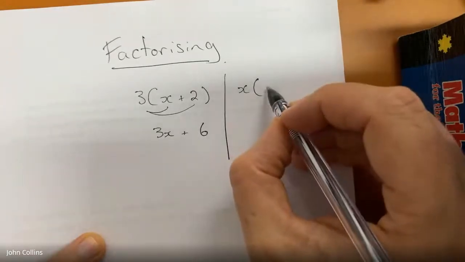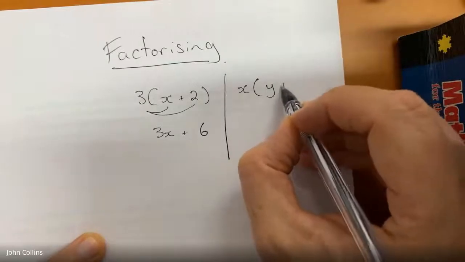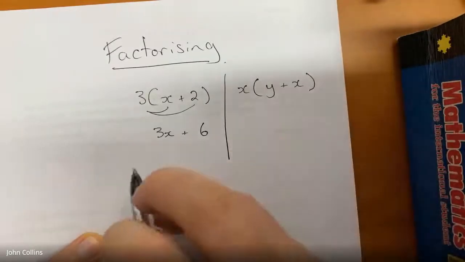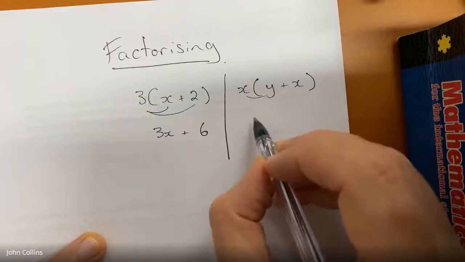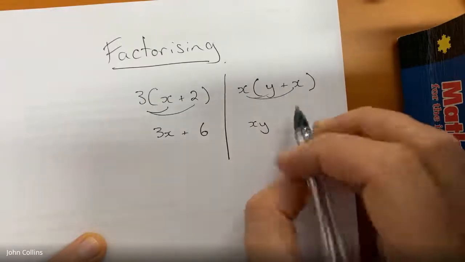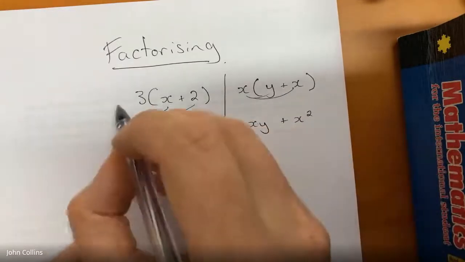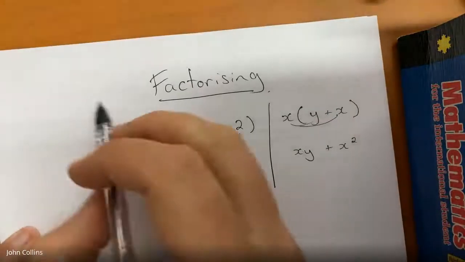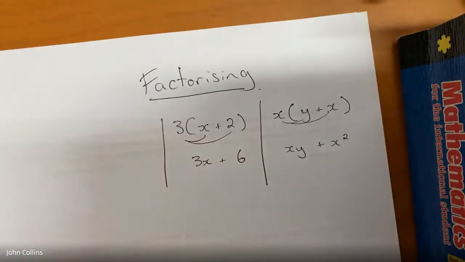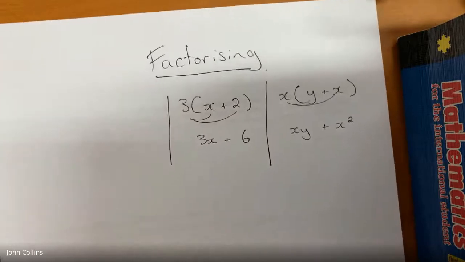So if I did another one here, x times (y plus x), it's a bit of a tricky one, but x times y is xy, and x times x is x squared. And then let's do a third example. So this is expanding at the moment. I haven't even done factorizing. I'm just reviewing expanding first.